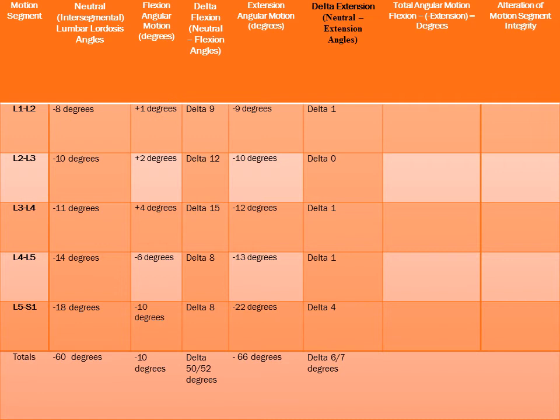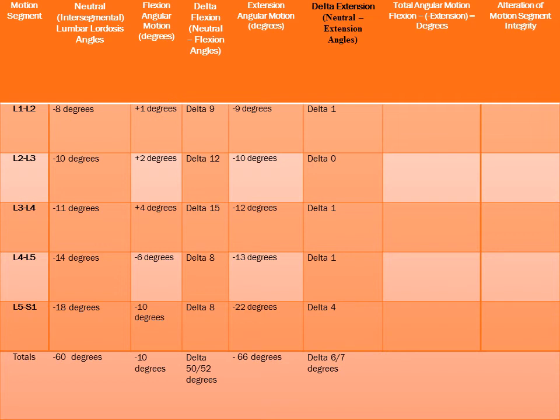At L3, L4, only 1 degree of motion. At L4, L5, only 1 degree of motion. At L5, S1, only 4 degrees of motion. And if you add those delta figures up, it comes to only 6 to 7 degrees of total motion for the entire lumbar spine moving from neutral lateral to full extension. And that coincides with our changes in global lumbar lordosis angles of -60 to -66 in extension.